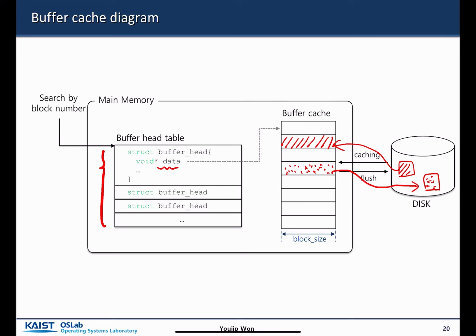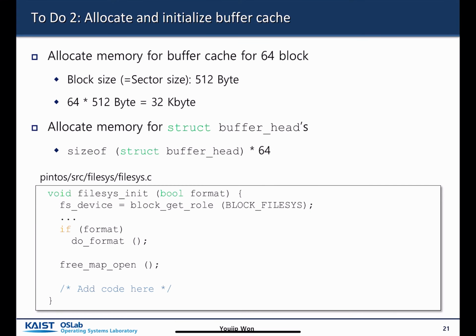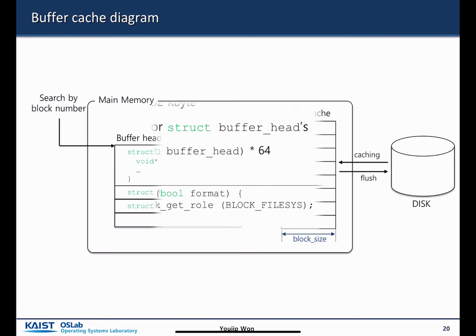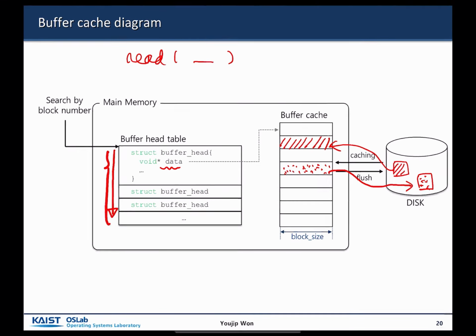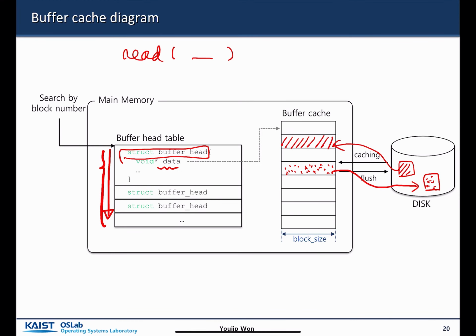And when an application program wants to read a certain block, then it has to search the buffer head table first to identify the location of the buffer cache. All right, so the next step is, I pretty much have explained everything for you to be able to define the data structure for the buffer head. So you should not have any difficulty in implementing the buffer head data structure.